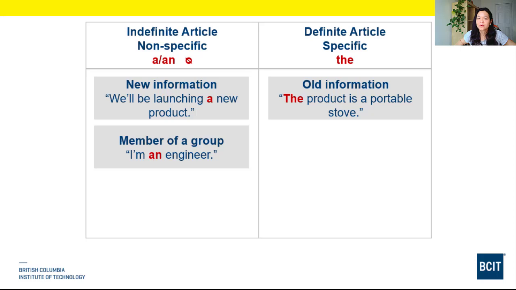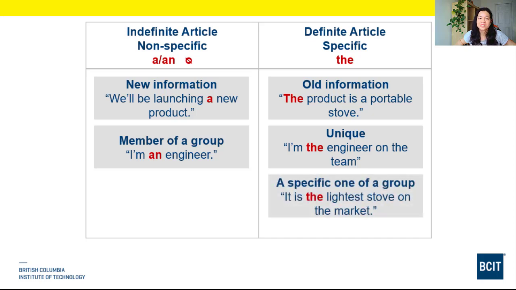Non-specific could refer to members in a group. I'm an engineer. I am one engineer out of many in this profession. I am not unique. On the other hand, specific means a unique member in a group. I am the engineer on the team. There's only one engineer on the team, you. That's why we use the for when there is only one of something unique, like the sun, the moon, the prime minister. That's also why we use the definite article for superlatives. It is the lightest stove on the market today, because we want to specify it out of all the other things in a group.